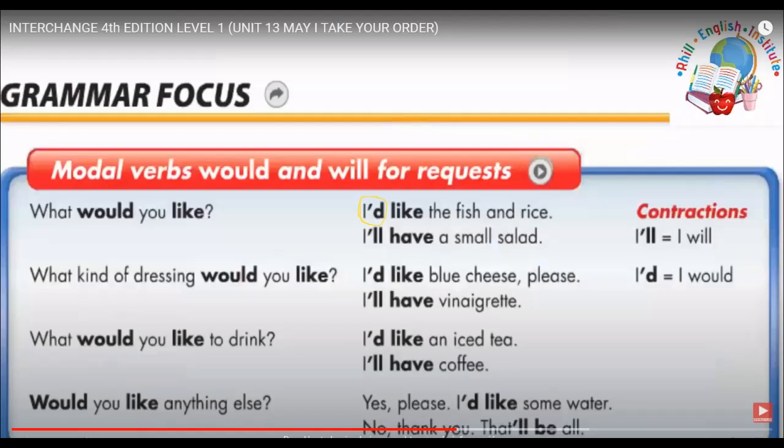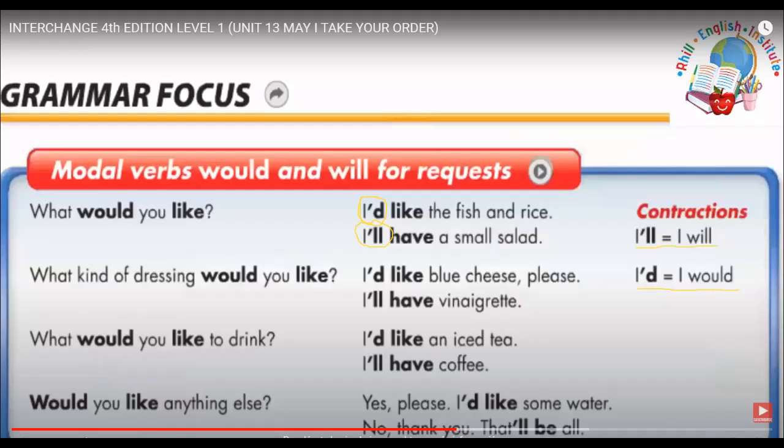I'd like the fish and rice. Very good. Hoy utilizamos I'll. Exacto. Utilizamos el will. Esta es la contracción de will. I'll have a small salad, please. I'll have a small salad. Very good. Mire, usted aquí al lado derecho tiene las contracciones. I'll equals I will. Y I'd equals I would. ¿Sí? Esto es para que ustedes ya lo saben. Okay, very good. Let me go to the second one.